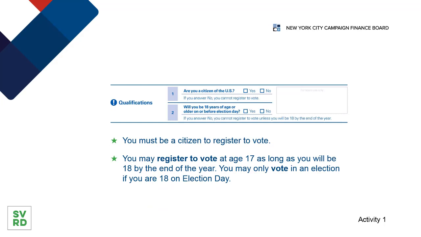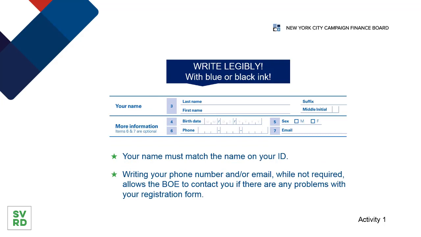We will now go through the voter registration form. It is very important that you check each form to make sure all required parts are filled out. I will go through and let you know which parts are required. Sections 1 and 2 are required parts. You must be a citizen in order to register to vote. You may register to vote at age 17 as long as you will be 18 by the end of the year. You may only vote in an election if you are 18 on election day. Please remind the students to write legibly. Their name must match the name on their ID.